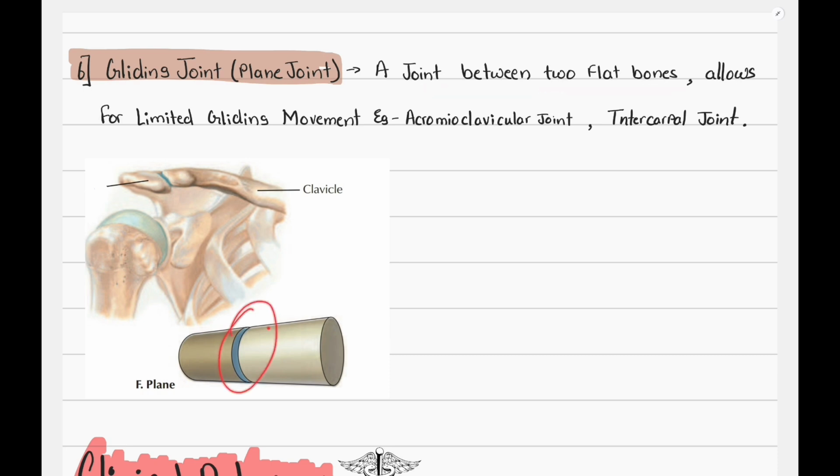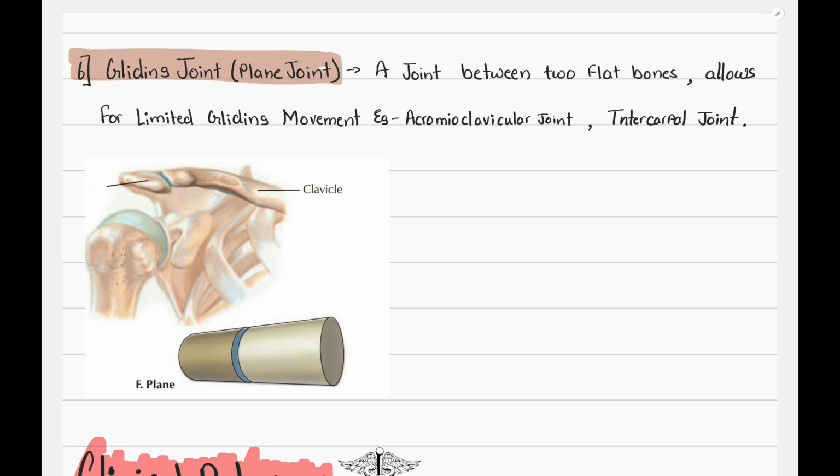So with the help of this you must be able to understand that this is one part of the scapula, the acromion process, and another is the part of the clavicle. These both are flat bones, and the joint in between them is the gliding joint, and it allows for limited gliding movement. You can only achieve a limited amount of movement in this kind of joint.